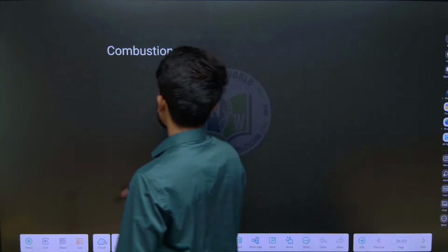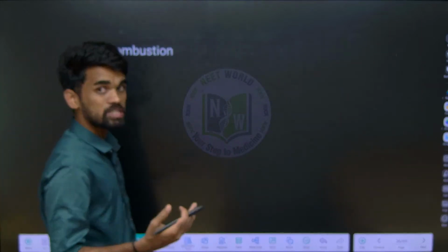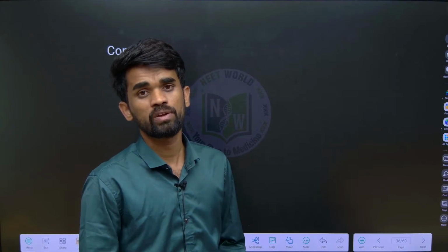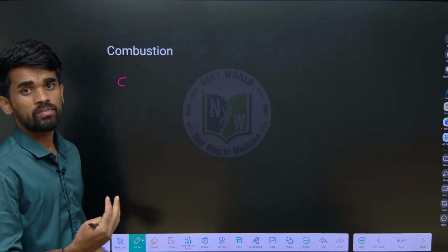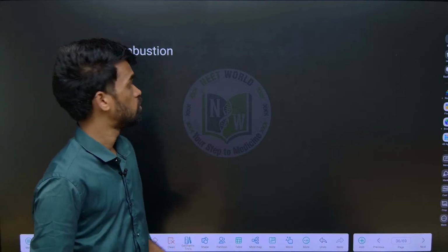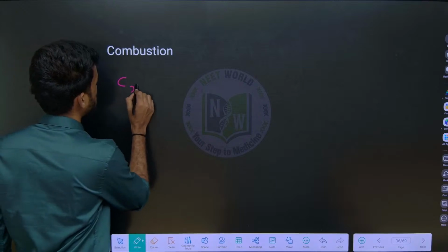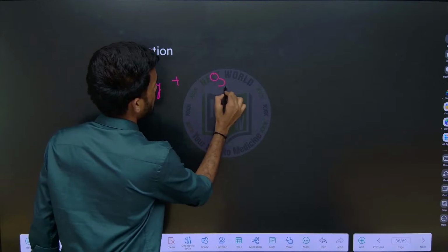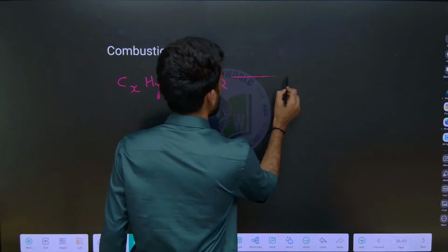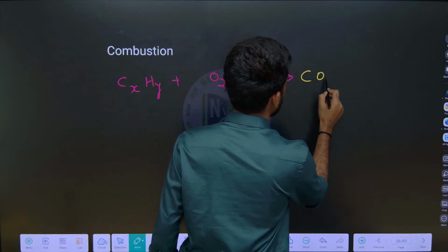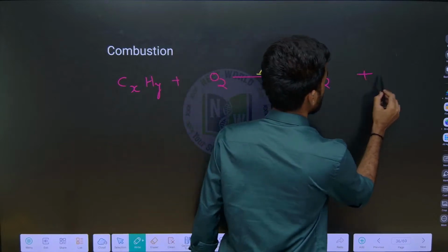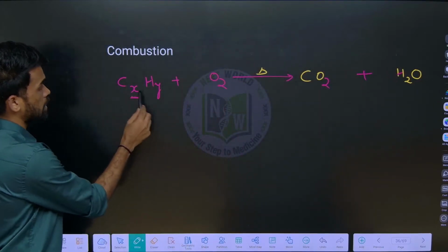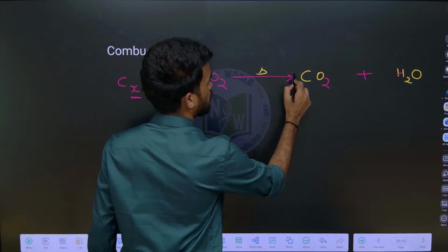Next, combustion. We know hydrocarbons are generally used as fuels, right? Why are they used as fuels? Due to their high calorific value. Higher the calorific value, more efficient the fuel is. Let us say CxHy is a hydrocarbon. Upon complete combustion, what will we be getting? We will be getting CO2 gas plus H2O, like this the products will be formed. Now how many carbons are there? X number of carbons are there, so we will be getting x CO2.